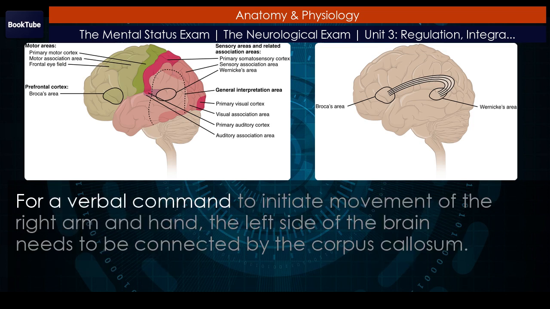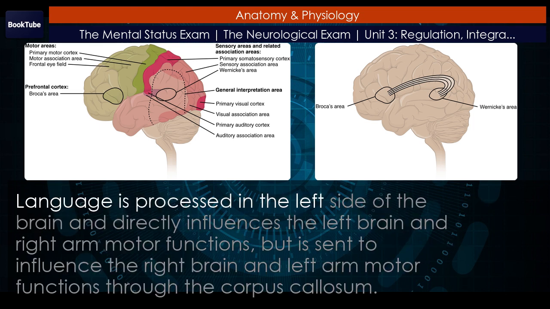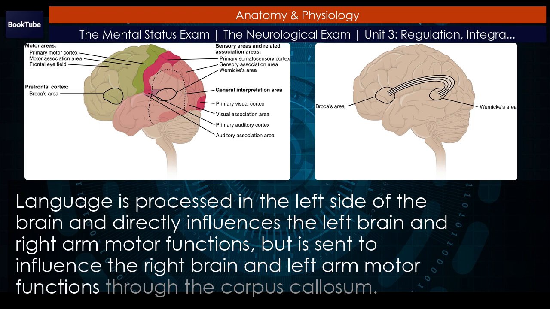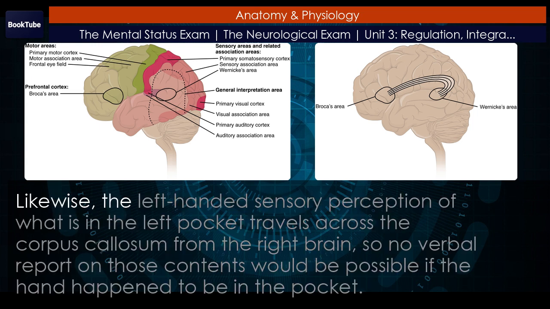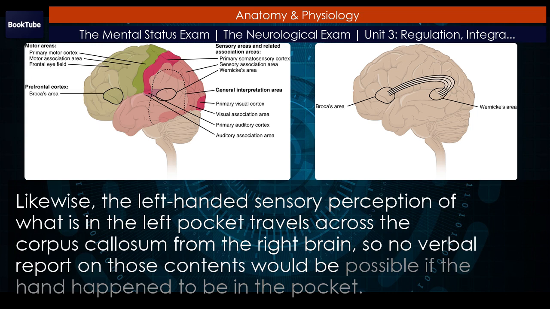For a verbal command to initiate movement of the right arm and hand, the left side of the brain needs to be connected by the corpus callosum. Language is processed in the left side of the brain and directly influences the left brain and right arm motor functions, but is sent to influence the right brain and left arm motor functions through the corpus callosum. Likewise, the left-handed sensory perception of what is in the left pocket travels across the corpus callosum from the right brain, so no verbal report on those contents would be possible if the hand happened to be in the pocket.